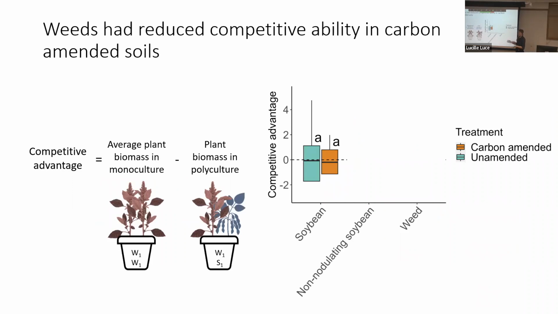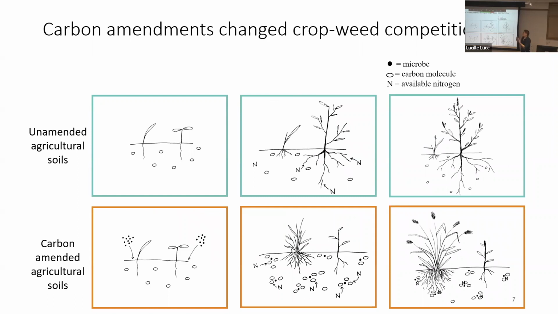for our soybeans, whether we amended the soils with carbon or left them unamended, we had no change in competitive advantage. And it was the same for our non-nodulating soybeans. But for our weed species, you can see a significant reduction in competitive advantage when you amend with carbon. So we thought that was really cool and it emphasizes that carbon amendments can change crop weed competition.